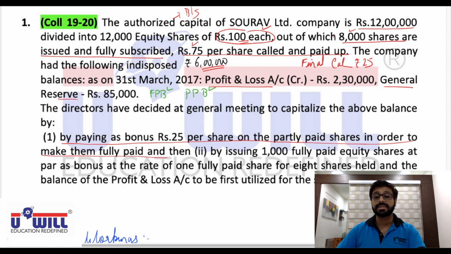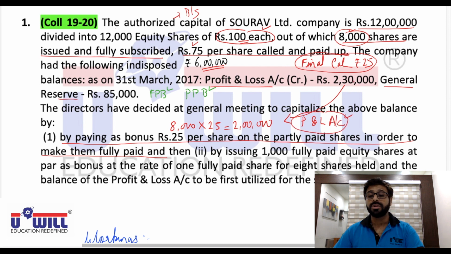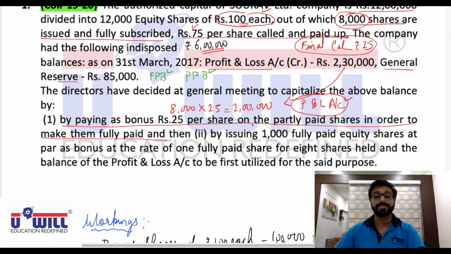So as we discussed, this 8,000 shares into final call of 25. What will be the amount of partly paid bonus? 2 lakhs. Let us say that 2 lakhs we use from P&L account. Any reserve can be used in any order, but suppose we use it from P&L account. So 2,30,000 minus 2,00,000 will still remain in P&L account.